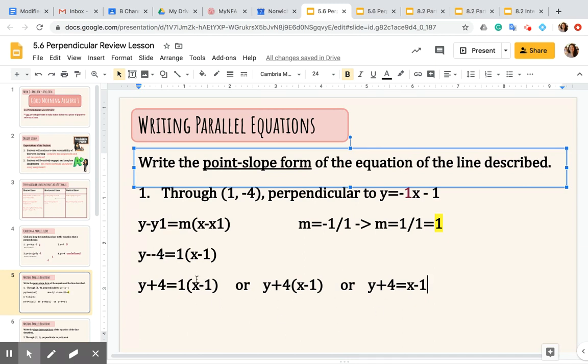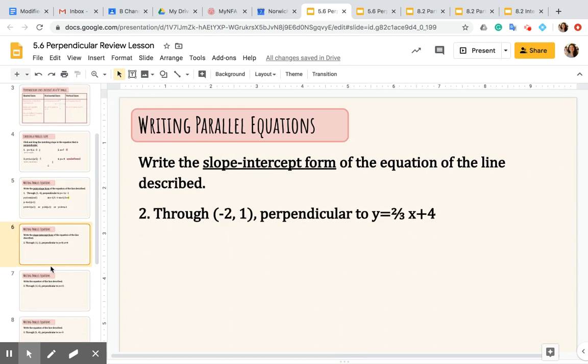What you would not give me is something like this. Don't leave it like that with the double negatives. In mathematics, we simplify things. Simplify means if you see double negatives, make it a plus. If you see fractions that can be reduced, reduce them.